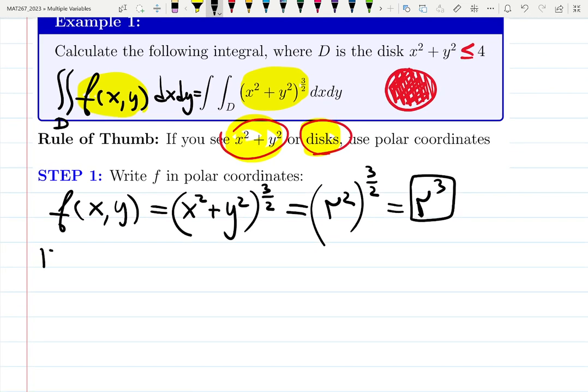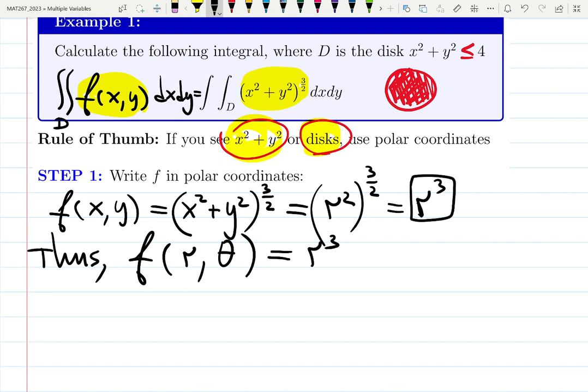So now f can be written as f of r comma theta, distance from the pole to the point, comma angle with the positive x, equals just r cubed. You can put it in the box, so this is a nice summary. We converted it from x and y to r and theta.